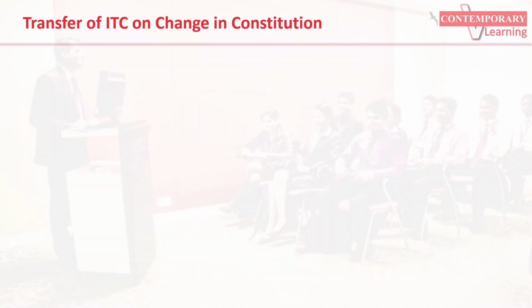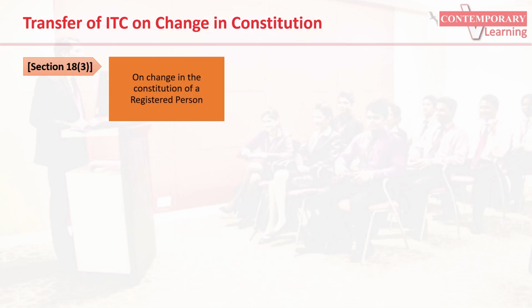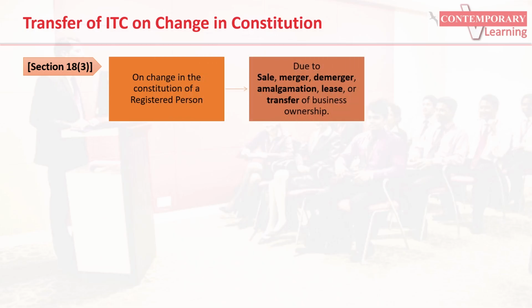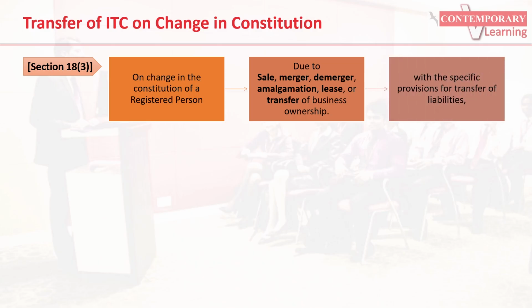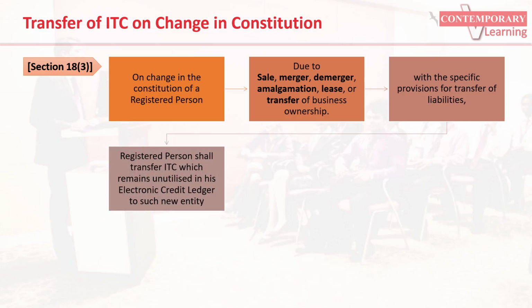Sometimes businesses undergo changes in their legal structure. Sales, mergers, demergers, amalgamations, lease, or transfer of ownership. The GST law provides for transfer of unutilized ITC in such cases. When there's a change in constitution with specific provisions for transfer of liabilities, the registered person can transfer unutilized ITC from their electronic credit ledger to the new entity.